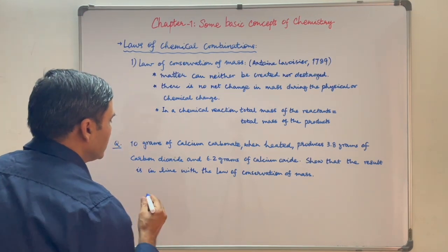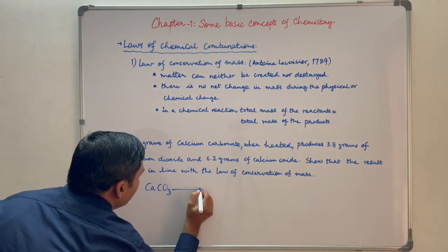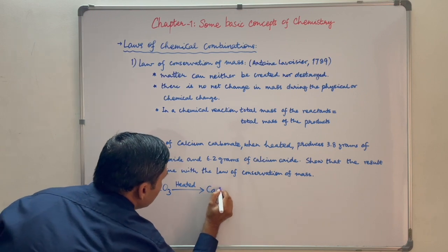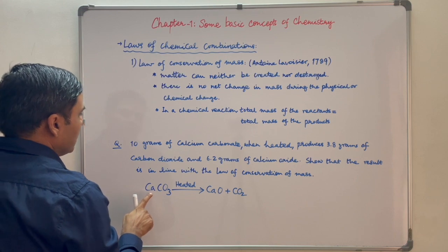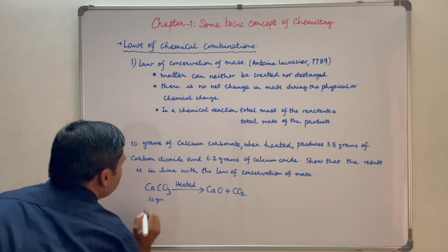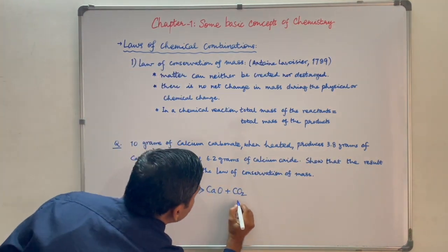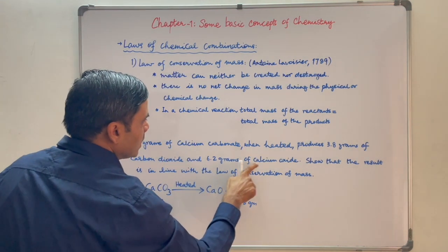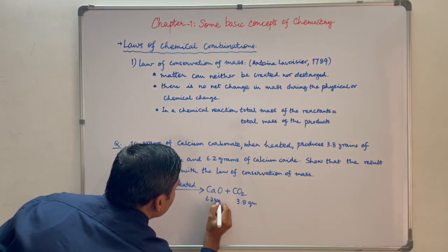So the chemical reaction will be something like this. CaCO3 when heated will give CaO plus CO2. Now it is given that mass of CaCO3 is 10 grams. So write 10 grams here. It produces 3.8 grams of carbon dioxide, 3.8 grams right here. And 6.2 grams of calcium oxide, 6.2 grams of calcium oxide.